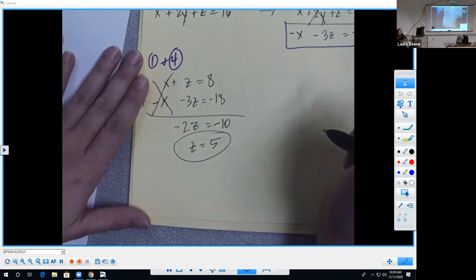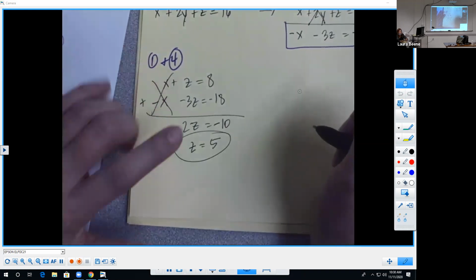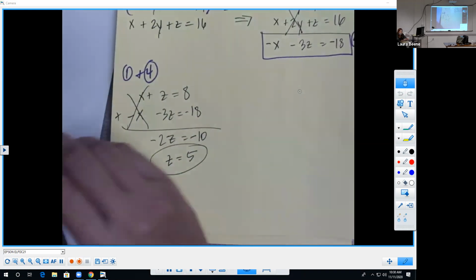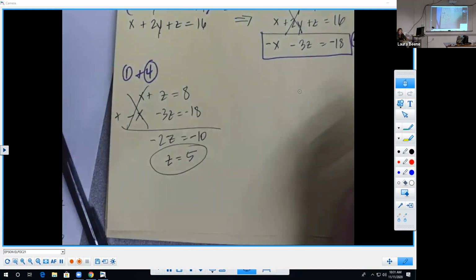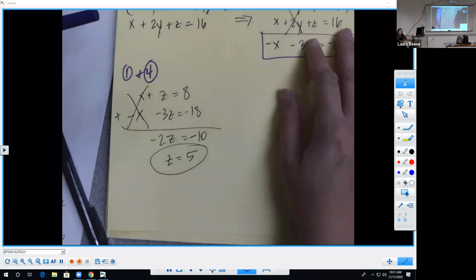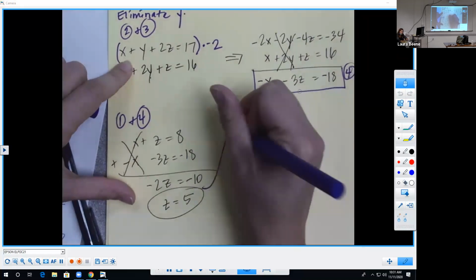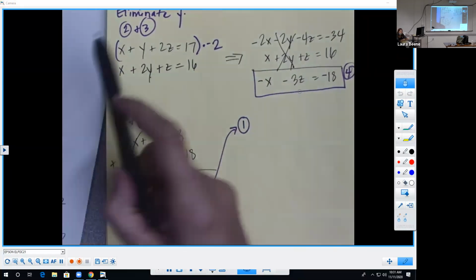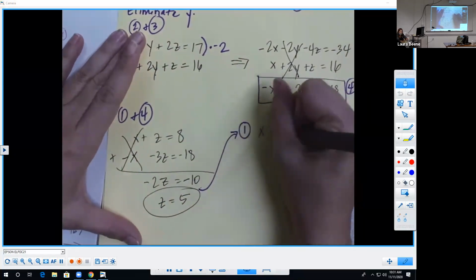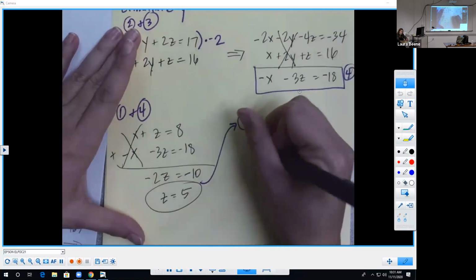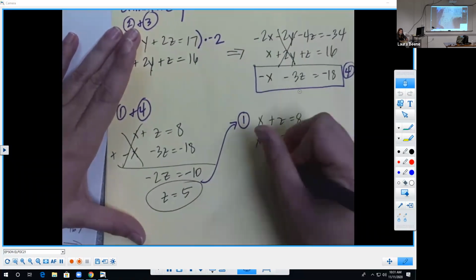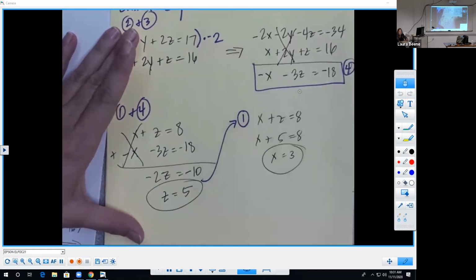So now to solve, I'm going to back substitute. What equation do you want to plug z into? Yeah, I'm going to put in the first one. The first equation is x plus z equals 8. So x plus 5 equals 8. So x equals 3.